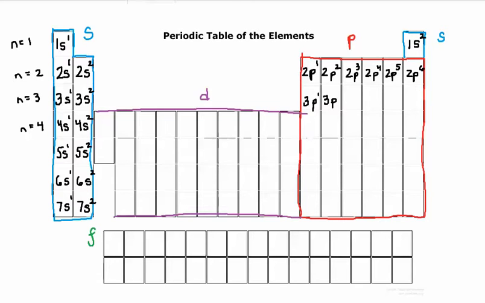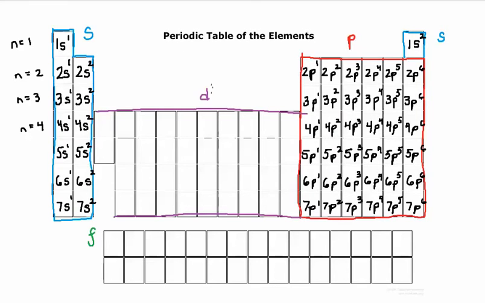Pause me, please. Now I need to do the D sublevel. You would expect this to be 4 right here because you're in the 4th principal energy level, but it actually starts as 3d1. Then everything else is the same. So 3d1, 3d2, all the way to 3d10. And then this would be 4d1. And then you can fill in the rest.